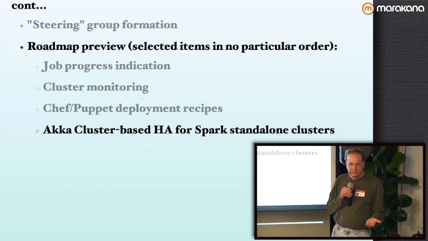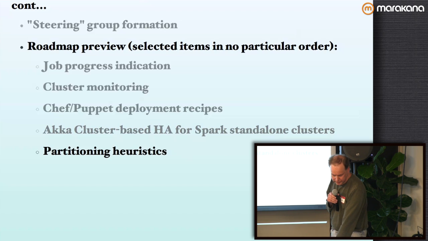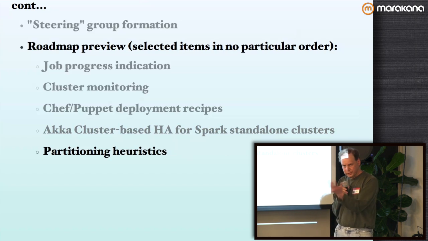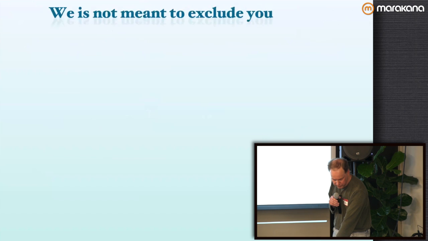The problem is that that's not really a high availability environment right now. If you lose a master node, you've lost the entire cluster. So one of the guys in this steering group has already done a fair amount of work with Akka clustering, and he's looking at starting to implement high availability within the Spark standalone cluster mode. Then, how your data set gets partitioned across your cluster, there's room for improvement there. And there's other things coming as well.